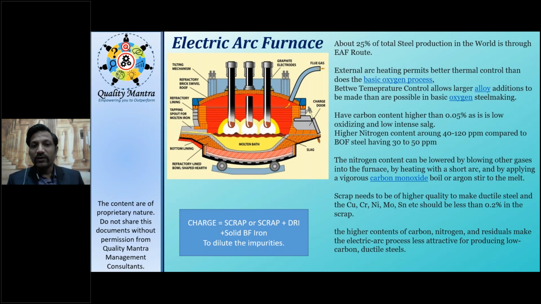Clear? So here in the electric arc furnace, because there is no exothermic reaction as such, your temperature control is much better compared to the basic oxygen process. Because in the basic oxygen process, the temperature rise is because of the exothermic reactions taking place, and in the electric arc furnace, the temperature of the melt is because of the arcing process. So you can change the voltage settings to get the required temperatures.